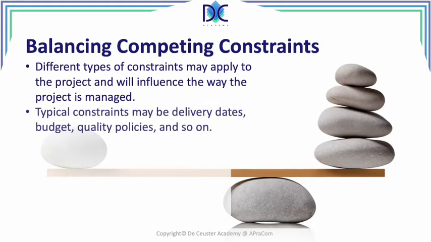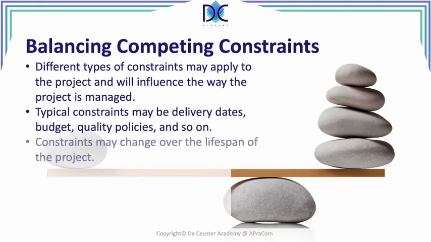What are the typical constraints? Well, we can talk about delivery dates, we can talk about the budget, we can talk about quality policies, and so on. So there are a lot of constraints we can identify when we're working on a project. Now, these constraints can change over the lifespan of the project. It's very important to evaluate what the constraints are. Are they still valid? What is happening? How are the constraints still influencing the project?